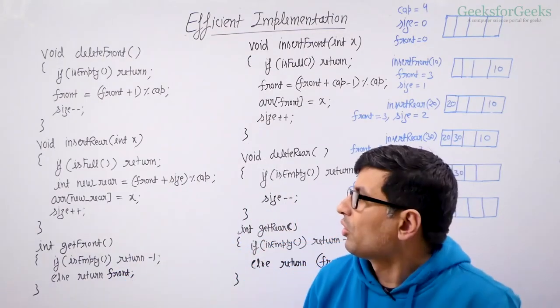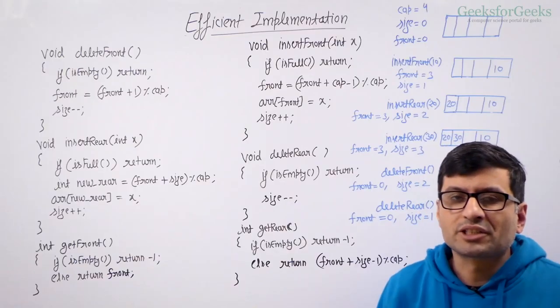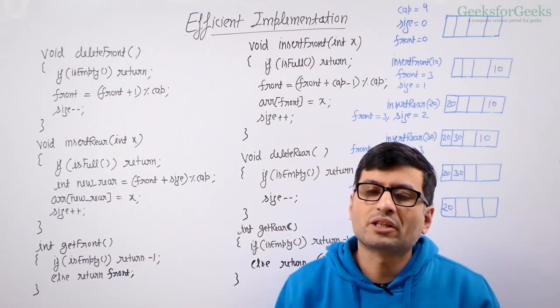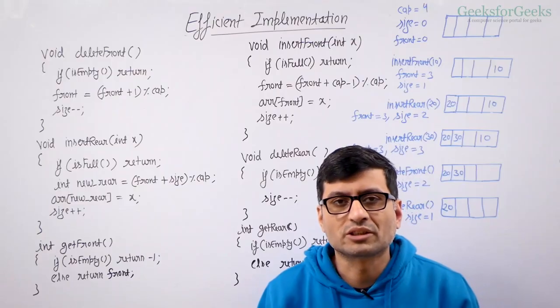So we have talked about all 6 functions and their implementations, and we can notice that we have the time complexity for all these 6 functions as big O of 1.